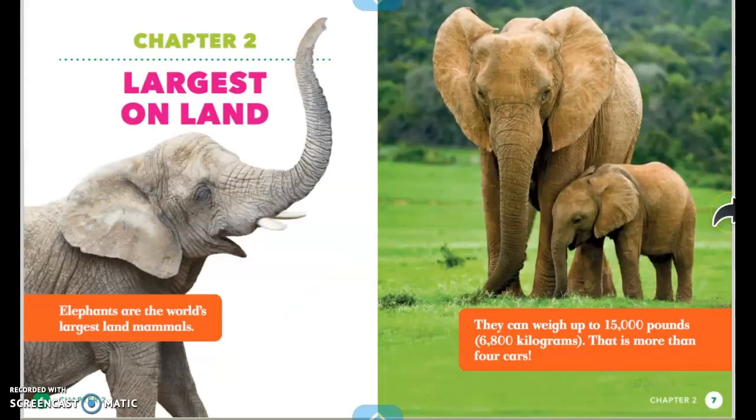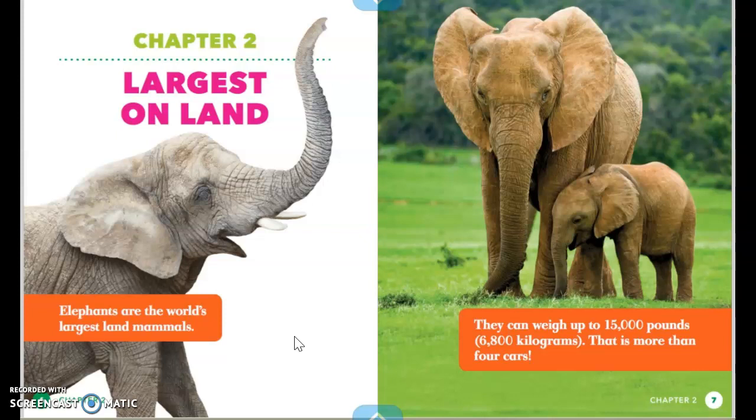Okay, so we are looking at this book, this chapter on elephants. And straight away, here is our first fact. Elephants are the world's largest land mammals. So we know our classification straight away. Elephants are mammals. And that's a really interesting fact. They're the world's largest land mammals.